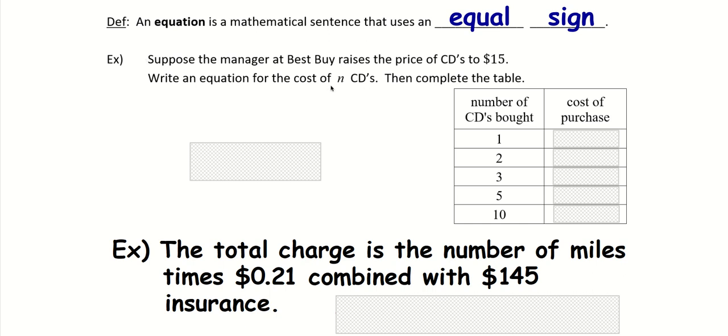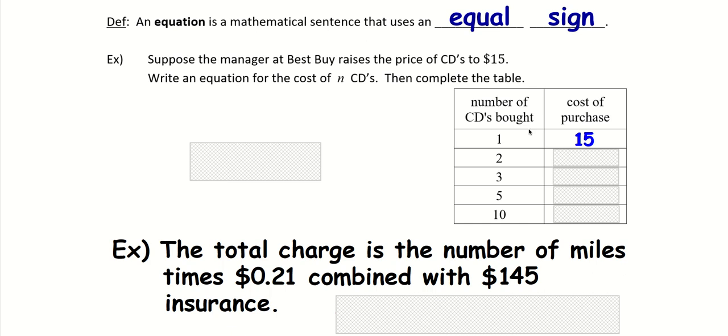Suppose the manager at Best Buy raises the price of CDs to $15. Write an equation for the cost of n CDs. Then complete the table. I suppose you can do it the other way, like you could complete the table, then write an equation that represents the cost of n CDs. So if you're buying one CD, wouldn't that be $15? I guess we're not really factoring in tax here. Let's not muddy the water talking about tax.